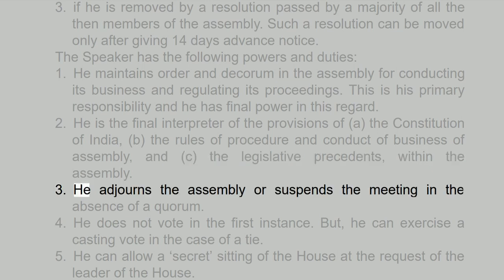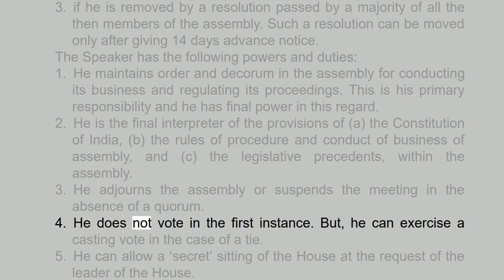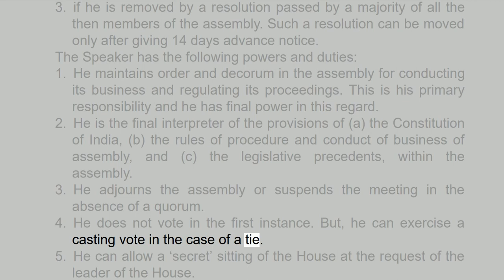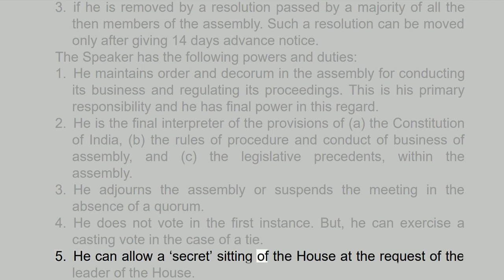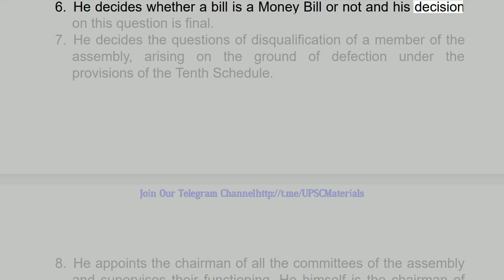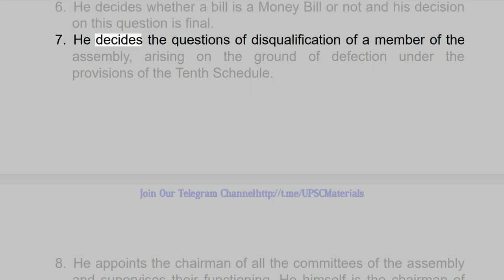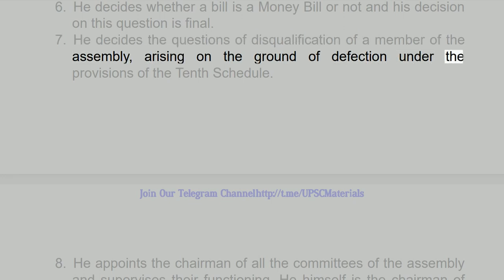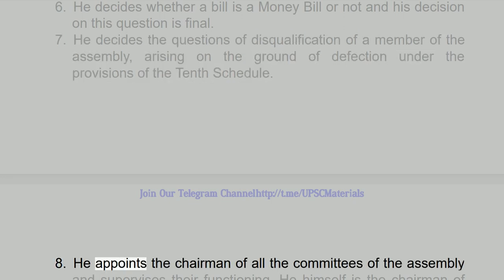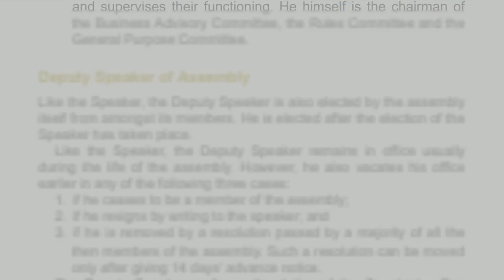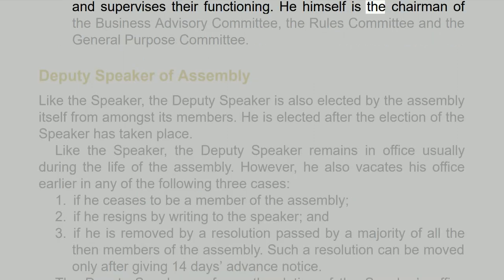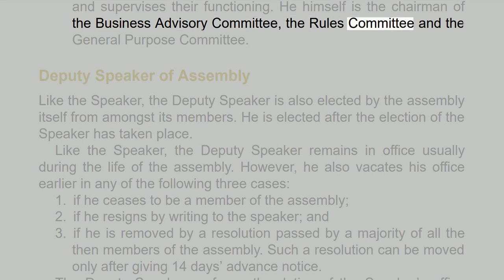3. He adjourns the Assembly or suspends the meeting in the absence of a quorum. 4. He does not vote in the first instance, but he can exercise a casting vote in the case of a tie. 5. He can allow a secret sitting of the House at the request of the Leader of the House. 6. He decides whether a bill is a money bill or not and his decision on this question is final. 7. He decides the questions of disqualification of a member of the Assembly, arising on the ground of defection under the provisions of the 10th Schedule. 8. He appoints the chairman of all the committees of the Assembly and supervises their functioning. He himself is the chairman of the Business Advisory Committee, the Rules Committee and the General Purpose Committee.